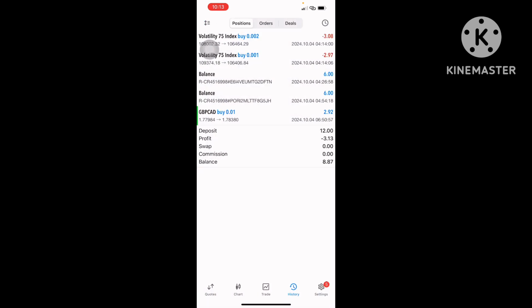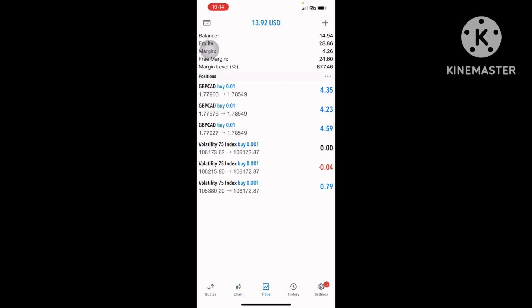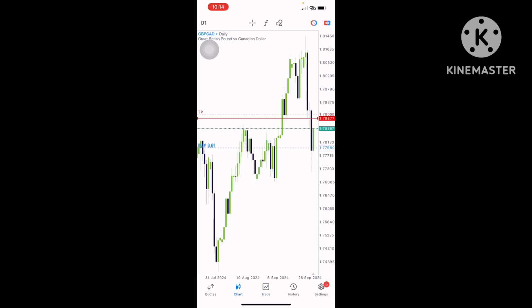So on Friday, this was the account. I deposited $12, made 2.92 cents. This is how the account was looking. So it is now around $16. So this is it, the buys that I'm taking, and I'm hoping to take profit. Up there, you can see the trades running. I also took some volatility trades. So this was it, how the whole trade was running.